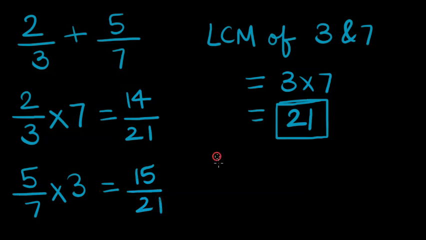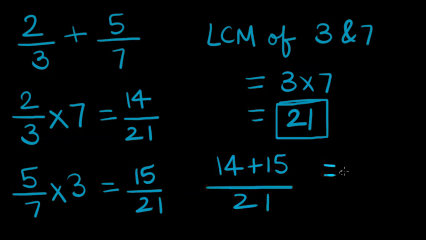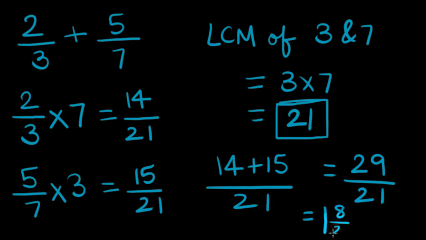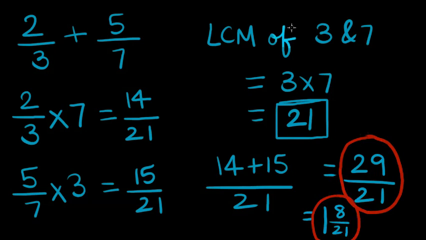When these two are added, 14 plus 15 upon 21, this gives us 29 upon 21, or we can also call it 1 and 8 upon 21, which is the mixed fraction for it. So we've got the answer: 29 upon 21 or 1 and 8 upon 21. What we saw here is that when the denominators aren't common, we can simply make them common by taking out the LCM and then accordingly multiplying the denominators to get the common denominator, and we can just add them.